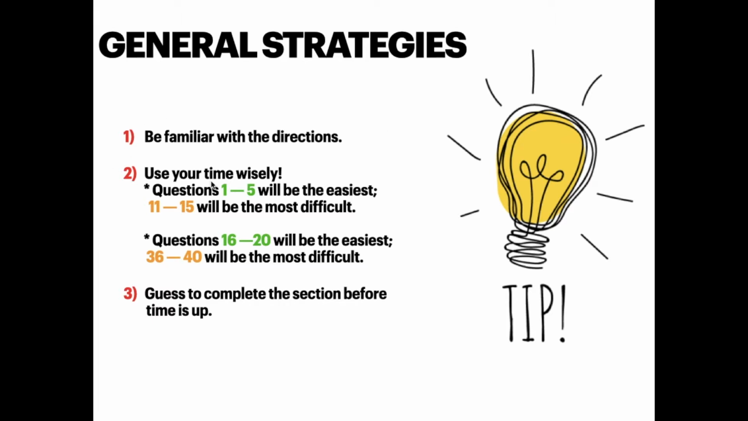The second tip is use your time wisely. The first 5 questions in each section will be the easiest and the last 5 will be the most difficult. So this means questions 1 through 5 will be the easiest and 11 through 15 will be the most difficult. In the other part, questions 16 through 20 will be the easiest and 36 through 40 will be the most difficult. If you know this, you can anticipate it and then you won't spend too much time on the easy questions. You have to spend more time on the most difficult questions, right?